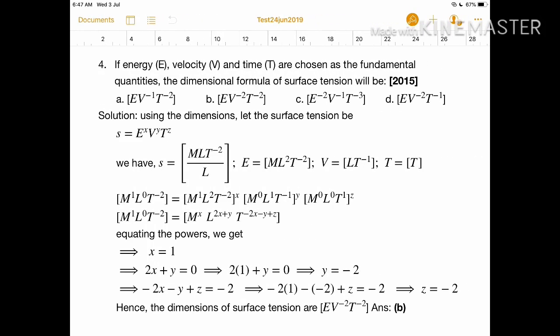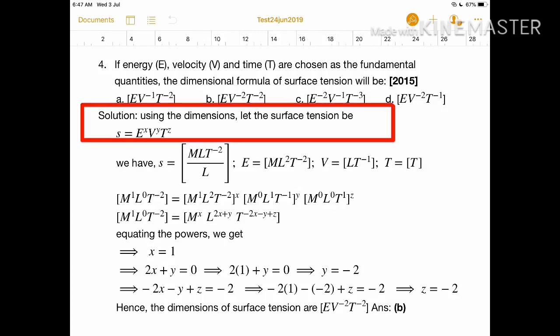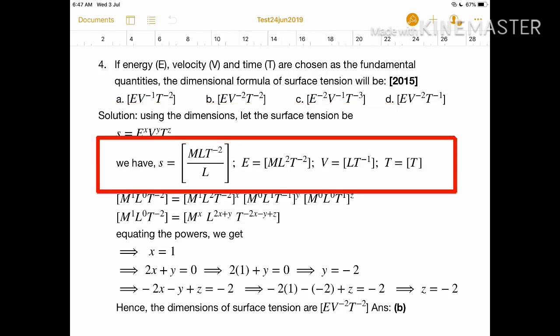If energy E, velocity v and time t are chosen as the fundamental quantities, the dimensional formula for the surface tension will be. Using the dimensions, we can equate S as E power x, v power y and t power z. Now we also have the dimensional formula for surface tension as m L t power minus 2 divided by L. We also have the dimensional formulas for E as m L power 2 t power minus 2, velocity as L t power minus 1, and the time as t.